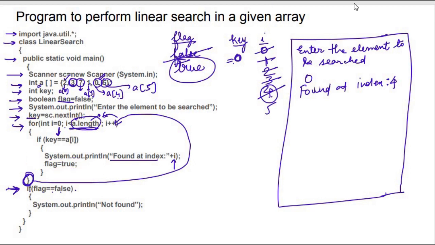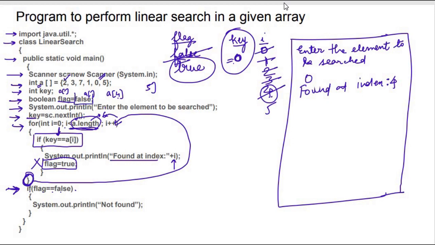If the element was not found at all, suppose my key value was, say, 9. Initially my key value is 9 and I am searching for 9. So 9 is not in the array at all. I don't have 9 anywhere in the array. And in that case, what will happen? This if statement will never be true because 9 will never be found, and that means flag is equal to true will never happen, and that means flag will retain the value of false with which it was initialized at the beginning.